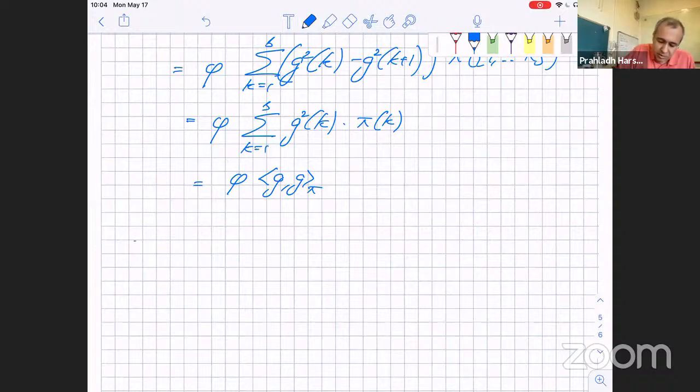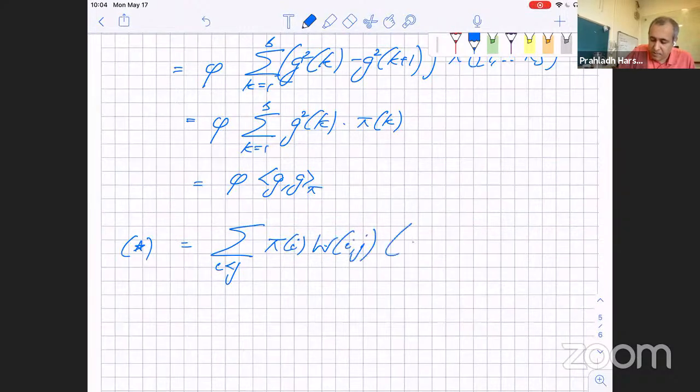Let's also go and look at it in the upper. Let's upper bound it. So star was once again the summation i less than j pi i wij, g square i minus g square j. Now we have done, there's only one thing you can sort of do. This is Cauchy-Schwarz when you're doing this sort of thing.